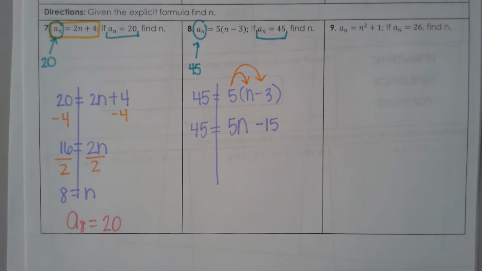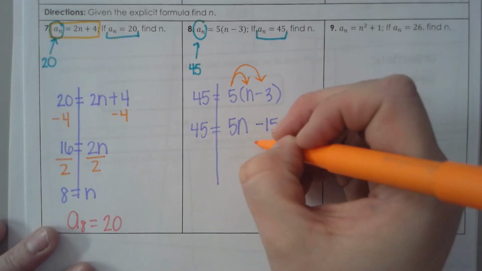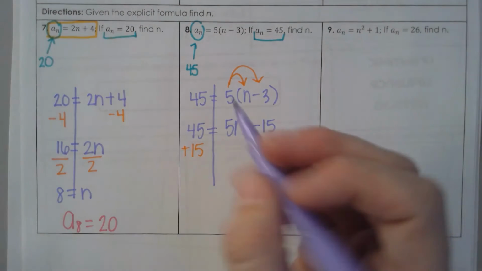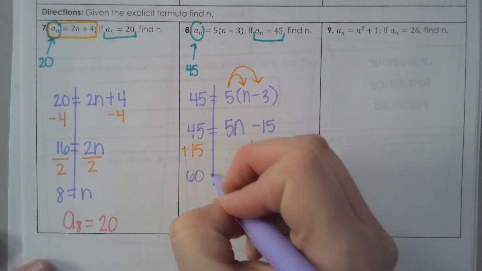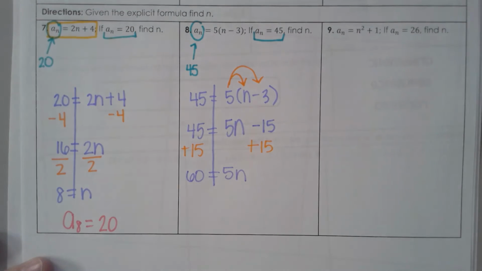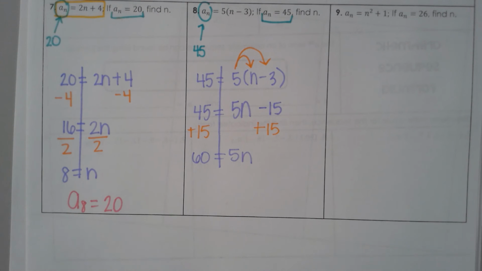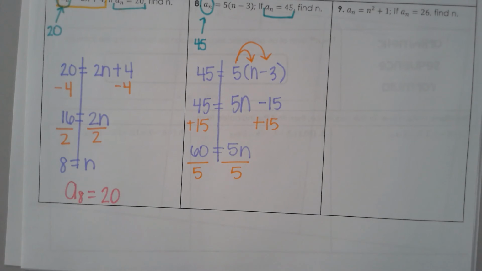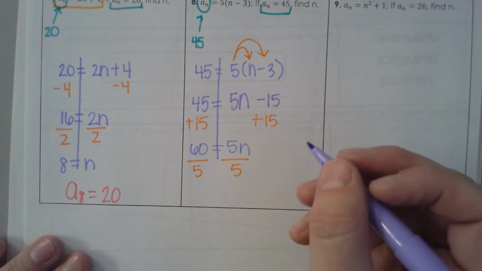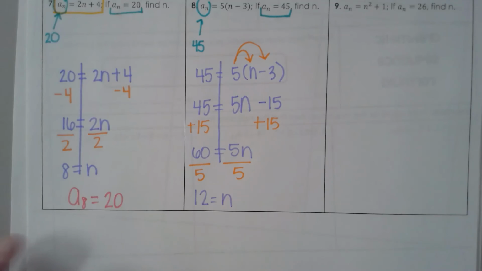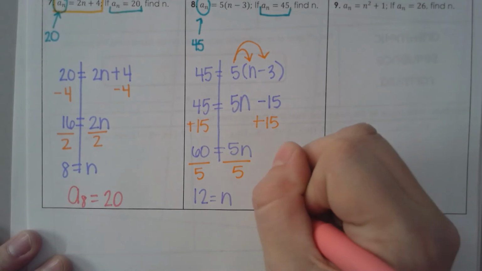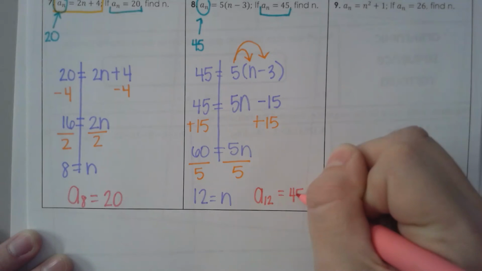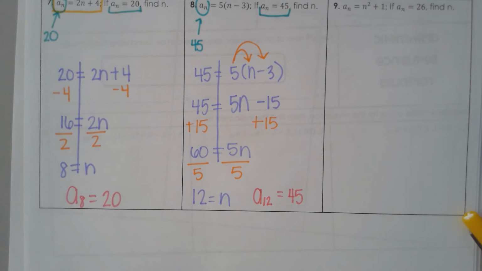Then what? So we change the negative 15. We're going to add 15. Get 60 equals 5n. And now what do I do? Divide by 5. And what is 60 divided by 5? 12. So that tells me that my 12th term, or A12, is 45. So the 12th number down the list is a 45.